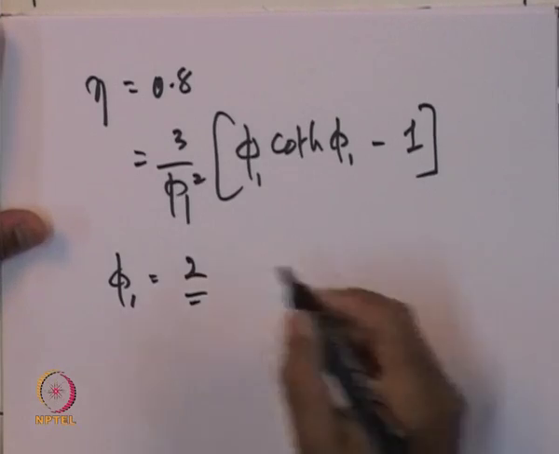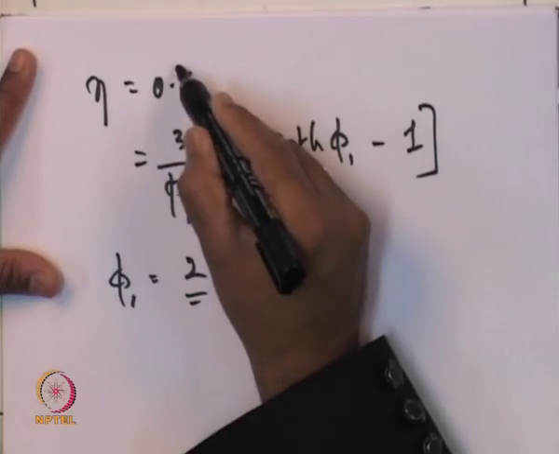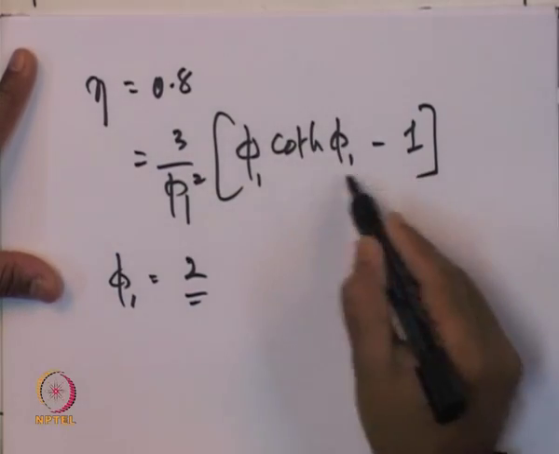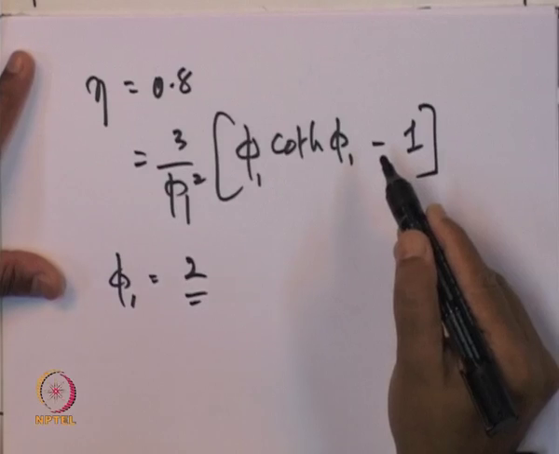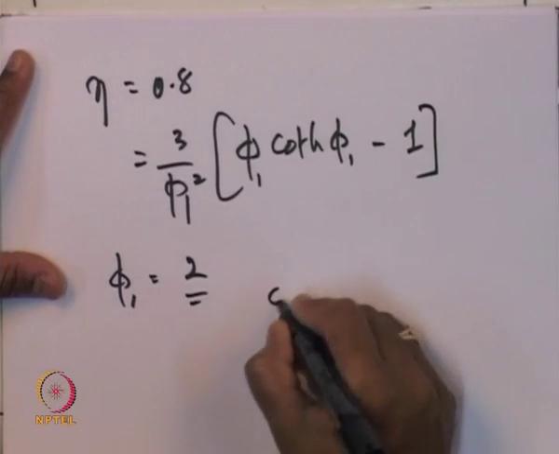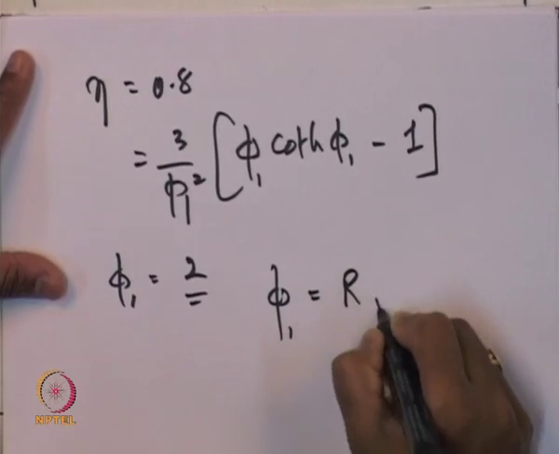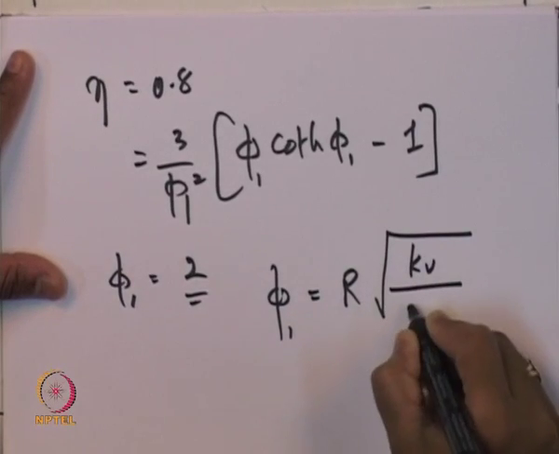Okay, when I do trial and error, just assume the value of phi 1, get this, see whether it is equal to 0.8 or not. If it is not, then go on and change the value of phi 1. This is a trial and error method, okay? And get a value of phi 1. Now with this value of phi 1, again I go back to the expression for phi 1, which is equal to R root of KV divided by De.